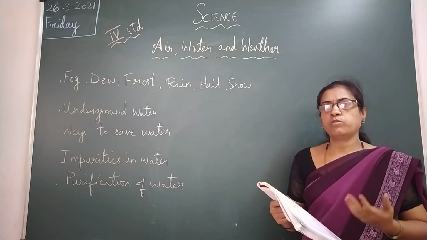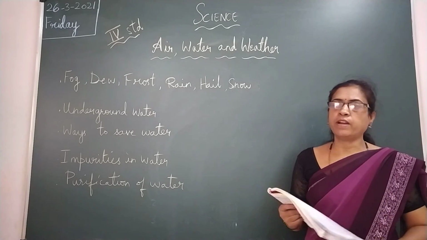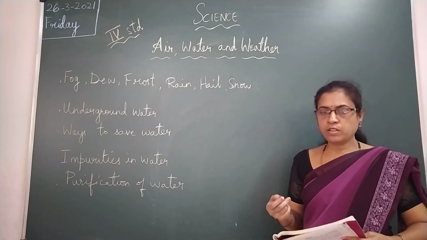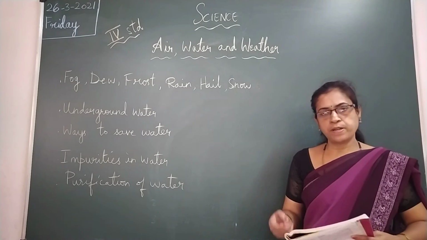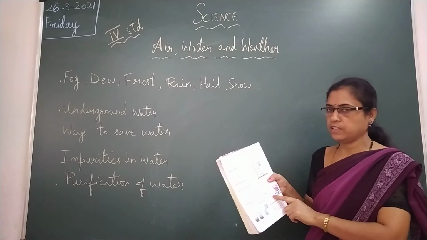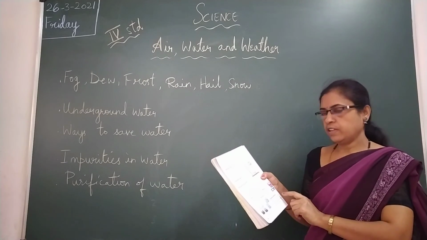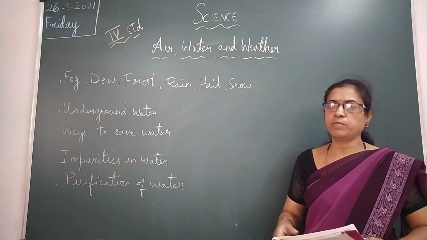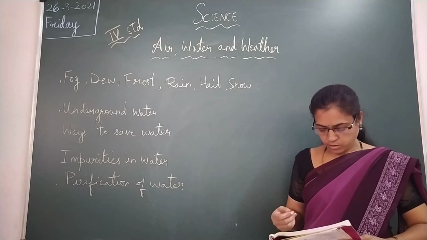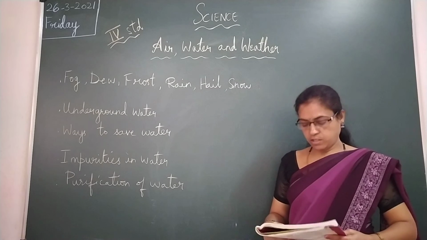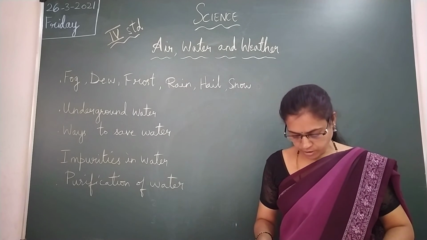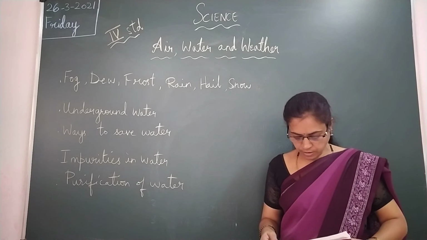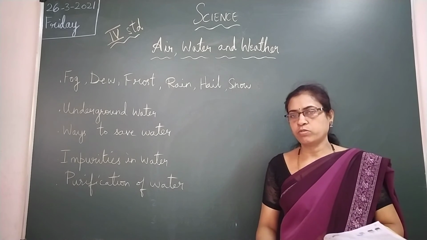So this can be purified by boiling. Boiling the water kills the germs present in it. That is another method. One more method is adding chemicals to the water. What are those chemicals? Chlorine tablets, bleaching powder and potassium permanganate can kill the germs present in water and make it pure for drinking.